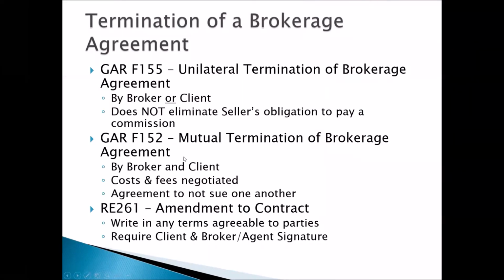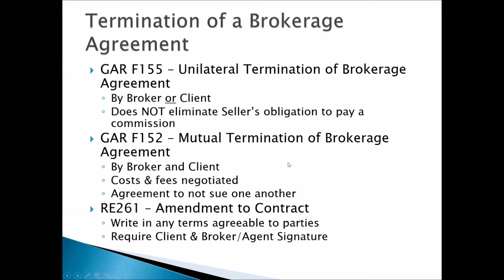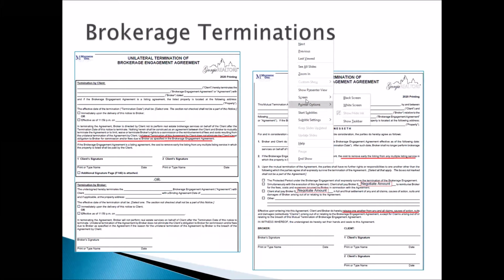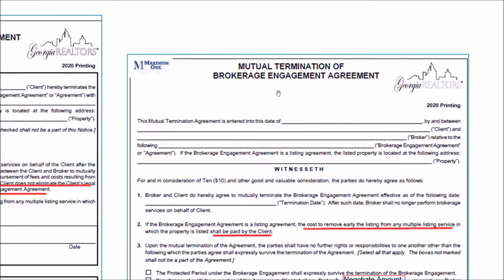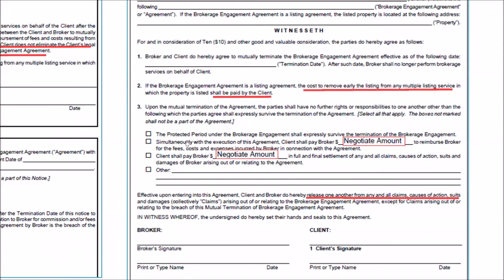Now, the mutual termination of the brokerage agreement doesn't get terminated unless you get signatures from both the broker and the client. And in that, you negotiate whatever fees you wish to negotiate. Let me show you this. This is the mutual, and it states, if the brokerage agreement is a listing agreement, costs to remove early listing from any MLS service shall be paid by the client. But here's where you negotiate the fees upon mutual termination, mutual meaning agreement between you, the agent, and your broker, as well as the seller.